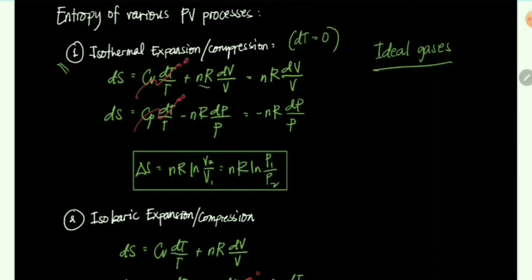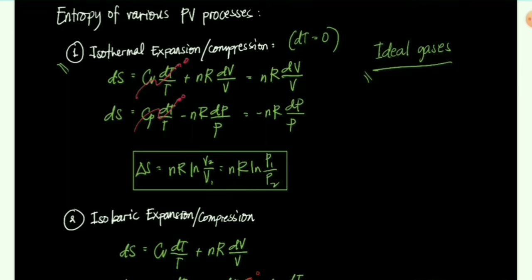So, yung work, for example, that is for nRT over V, di ba? For ideal gases yan. And we have expressions of dU and dH, which is only a function of the temperature. So, that's also for ideal gases. So, take note that all the processes mentioned are for ideal gases only.